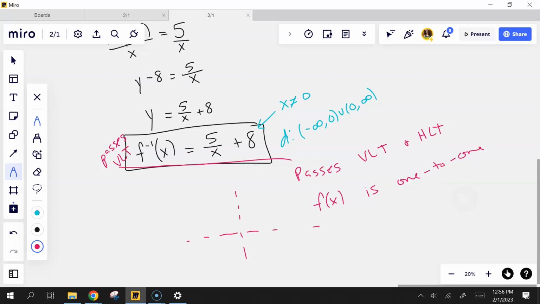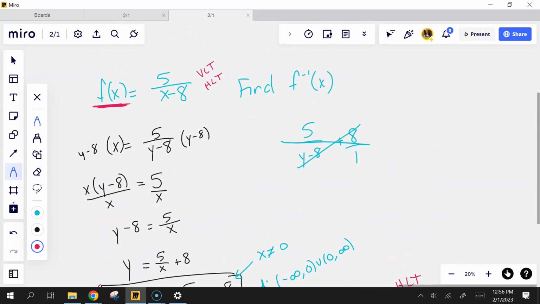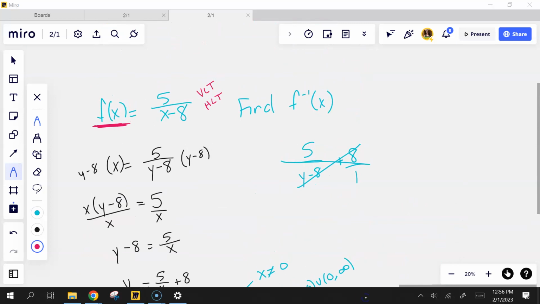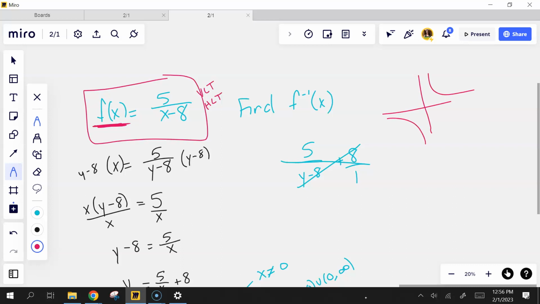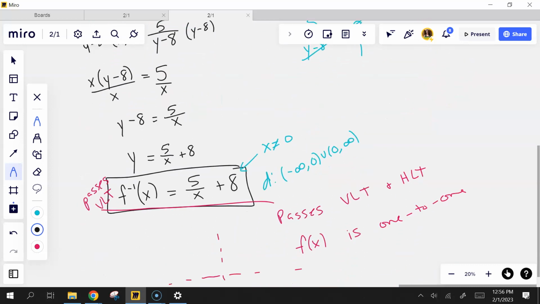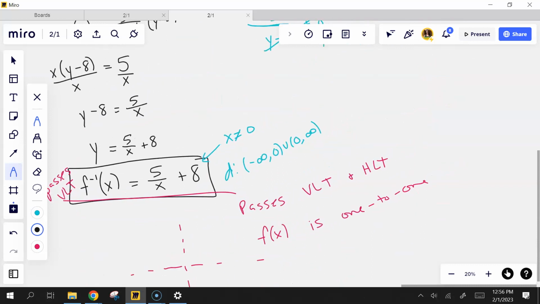Okay, listen. HLT, it's on the original function though. Here's the original, right? You look at the original. If it passes the vertical line test, yep, it's a function. The horizontal line test tells me, yep, its inverse is a function. Or I could graph the inverse itself and look at it, and if it passes VLT, it's a function.